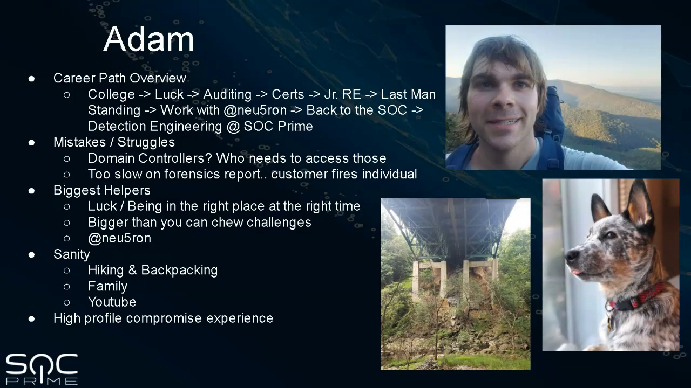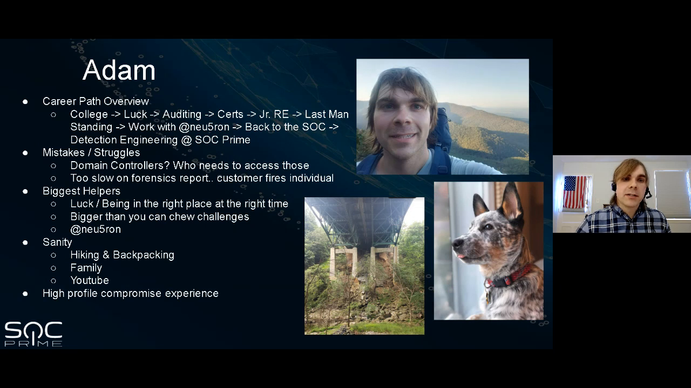And along the way, I've made plenty of mistakes, but the two that I wanted to bring up were the time I approved an IP block that just so happened to be one of the customer's domain controllers. So who needs access to domain controllers? We can just block those, and by accident I did. So the biggest thing about mistakes, obviously, is to learn from them and improve.